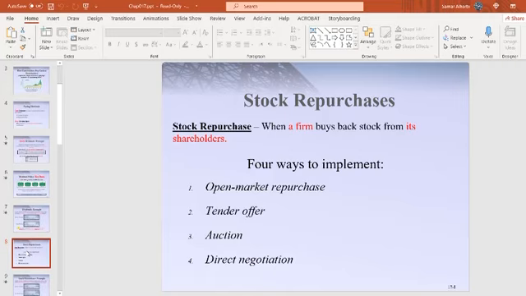So the difference between tender offers and auctions is that a tender offer is a fixed price and an auction is not fixed. Okay, the last one, direct negotiations. The firm may negotiate the purchase of a block of shares from a major shareholder. So here they agree to buy a block, a large amount of shares, from a major shareholder. We know the shareholder could be another company. For example, if one company has 2 million shares in another company, and they want to repurchase, they will approach the company and ask them to sell their shares.